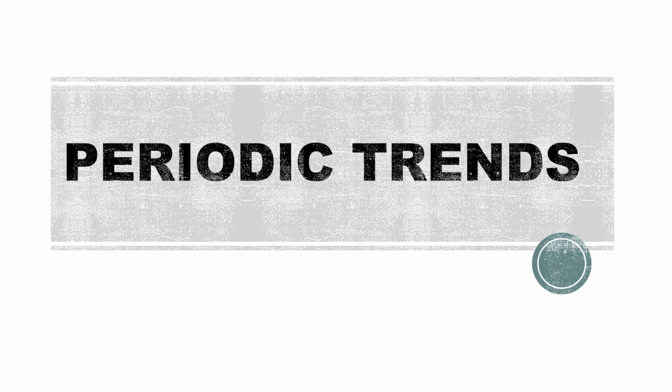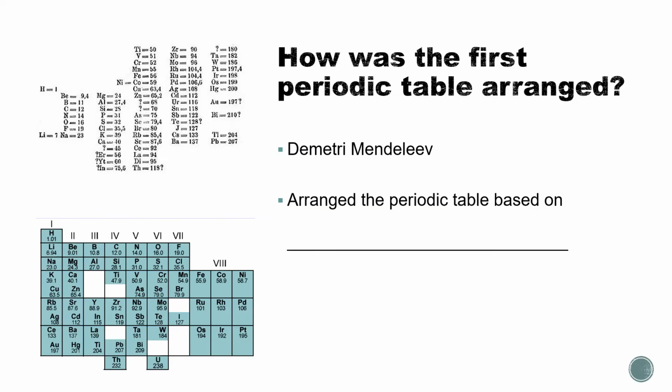In today's video, we are going to be taking a look at what are called periodic trends. And in order for us to take a look at the periodic trends, we need to review a little bit of the history of the periodic table. So a long time ago, there was a Russian scientist named Dmitry Mendeleev. And Mendeleev is credited with being the first person who arranged the periodic table. And when Mendeleev arranged the periodic table, he arranged it based off of atomic mass.